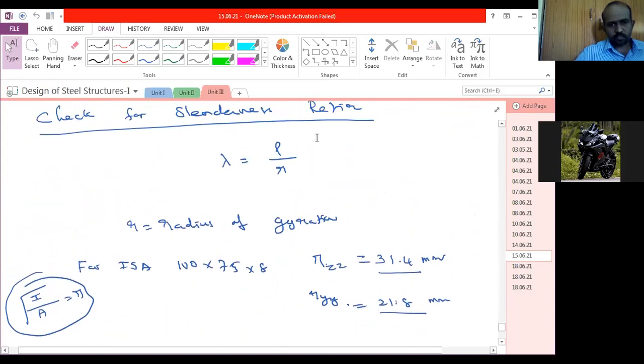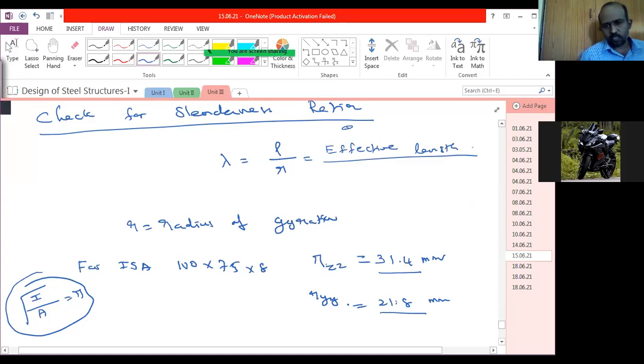What is that? Check for slenderness ratio, lambda. Slenderness ratio is the effective length divided by the least radius of gyration. Normally it is represented like this. Effective length divided by least radius of gyration. So this is the normal formula for slenderness ratio lambda.